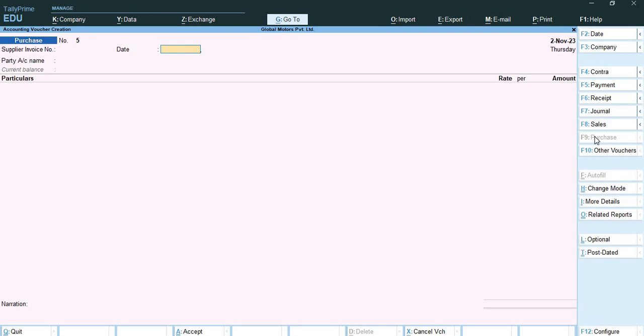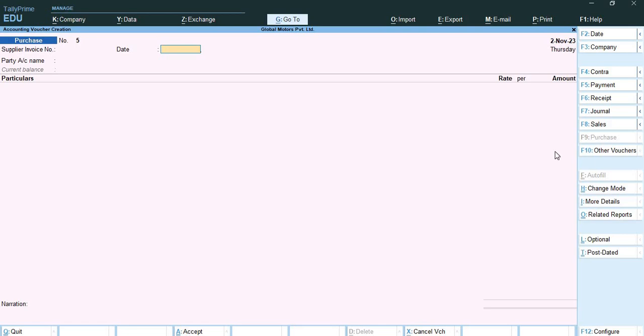2nd November, Global Motors Private Limited cancelled the transaction dated 2nd November with bill number 1,20,000 as AK Transporters failed to send the vehicle on time. So the reason for cancellation of the transaction is that AK Transporters could not send the vehicle on time to Global Motors. So that's why Global Motors wants to cancel the transaction.